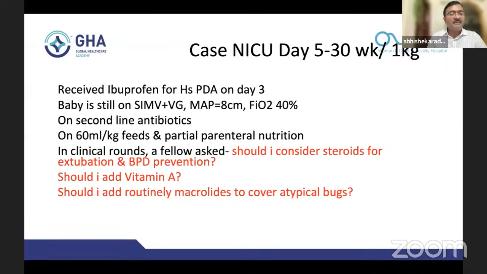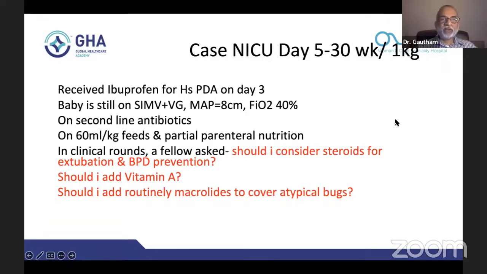I was going through a BPD protocol of one of the units in Bangalore, where probably on day 7, they routinely give azithromycin to prevent BPD. So I do not know the evidence for it. So let's hear from sir regarding macrolides and steroids for BPD prevention at this stage.